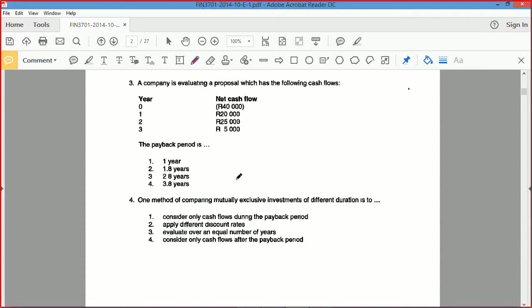the cash flow, it's option 2, it's 1.8 years. Yes, because you had to look at this 40,000 and ask when you get it back. So after 1 year I get 20, after 2 years I get 45. So it's slightly less than 2 years.